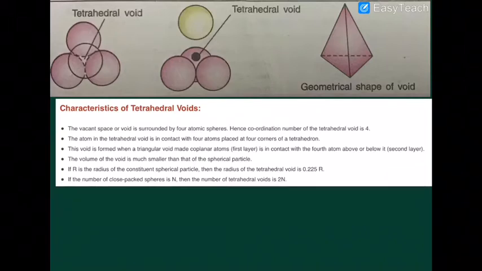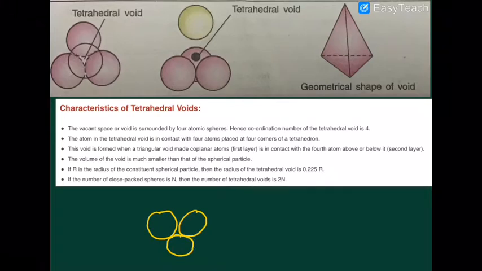Now in case of tetrahedral void, there are three atoms in the same plane. You can see here that a triangular void exists. Now place a fourth atom over there. So this void is what? This void is a tetrahedral void.